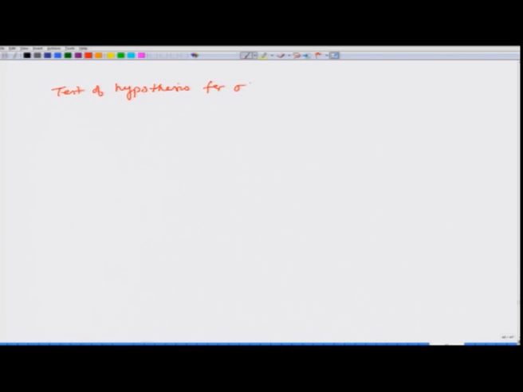Now, we consider the test of hypothesis for sigma square, and we would like here to test the null hypothesis sigma square is equal to sigma naught square, where sigma naught square is some known value and it is specified. And the alternative hypothesis in this case is sigma square is not equal to sigma naught square.